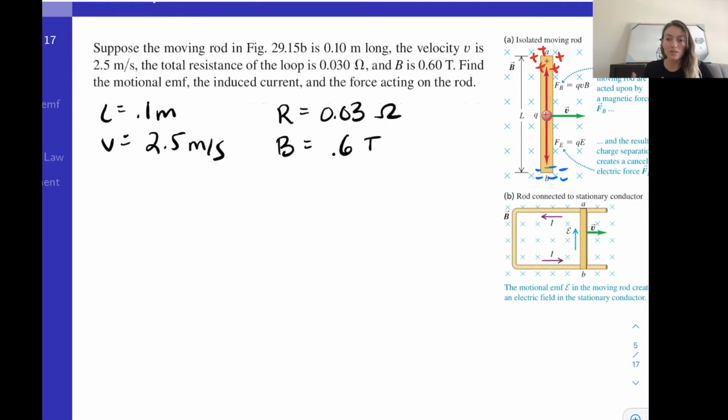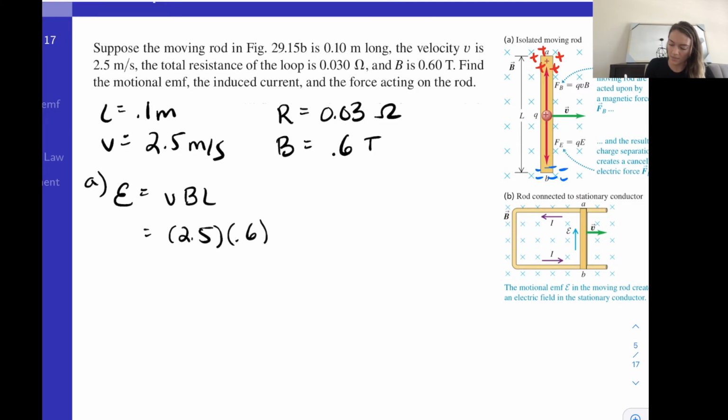So, all right, let's first find the motional EMF, since that was the equation we just had. So for the motional EMF, that will just be VBL, which we just found. So all we have to do here is just multiply out. We have the velocity, we have the magnetic field, and we have the length. So we have 2.5 times the magnetic field, 0.6, times the length, 0.1.